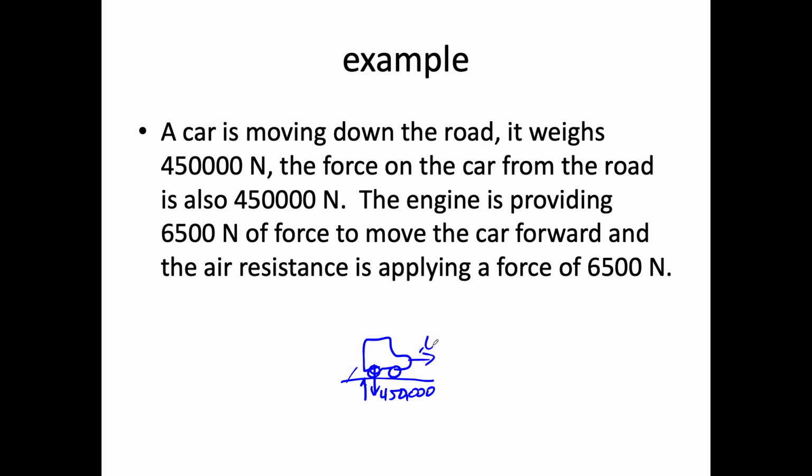The engine is providing 6,500 newtons going this way. Down the road, air resistance is 6,500 newtons going the other way. So if it's moving, the velocity is not changing. We've got zero acceleration, constant velocity, and all the forces acting on the car are canceling each other out. This is what we mean by equilibrium.